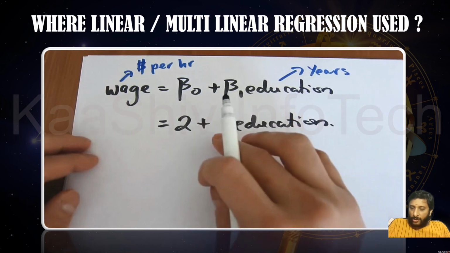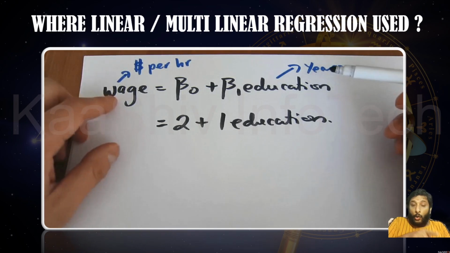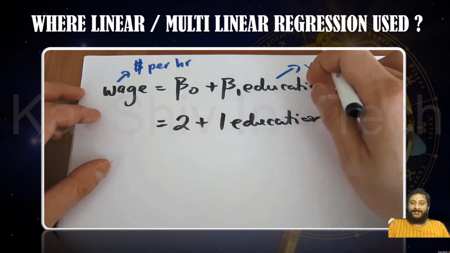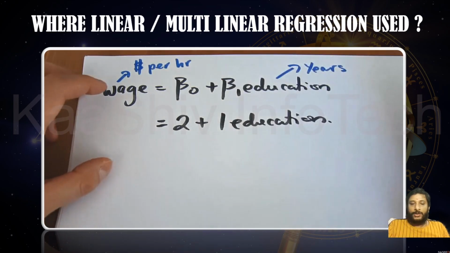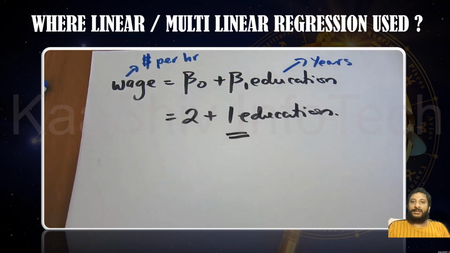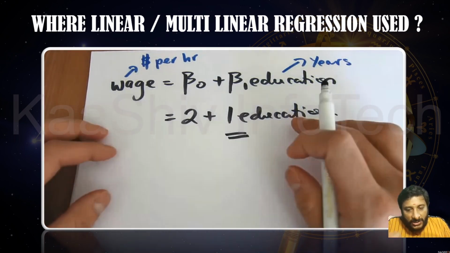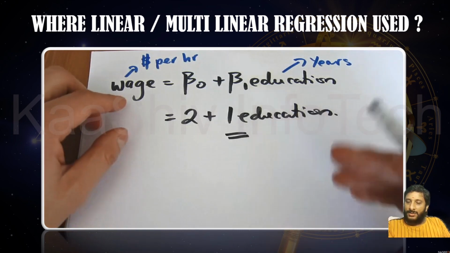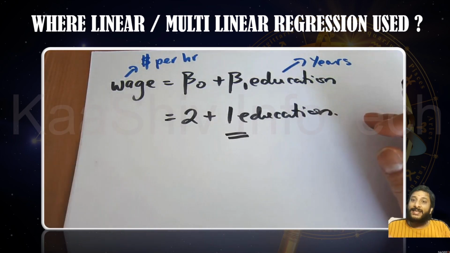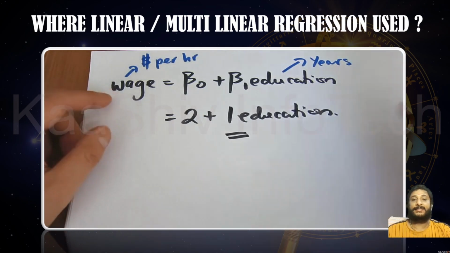"Sir, I want 100 rupees." Then your education should be 12th standard. To reach this 100 rupees, I need a 12th standard degree. For a lower salary, 8th standard is enough. That is called the intercept. If I want to achieve y, what should the x value be? That is called the intercept.